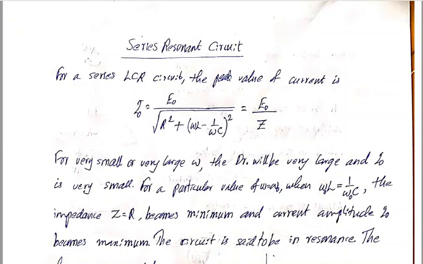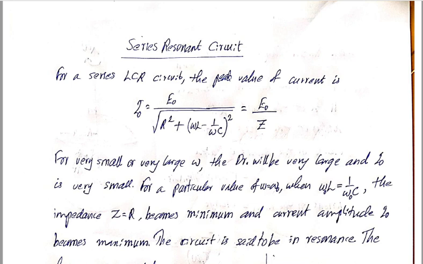In the last class we discussed the passage of AC through a series LCR circuit, and we found that the peak value of current in the circuit is I0 equal to E0 by root of R square plus (omega L minus 1 by omega C) whole square, where the quantity in the denominator is represented by Z, which is called the impedance of the series LCR circuit. From this expression, we see that the impedance, and thereby the peak value of current, depends on omega, the angular frequency of AC.